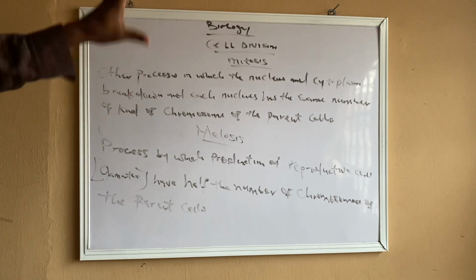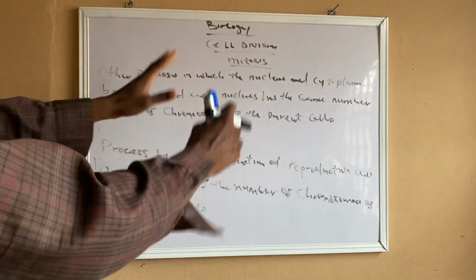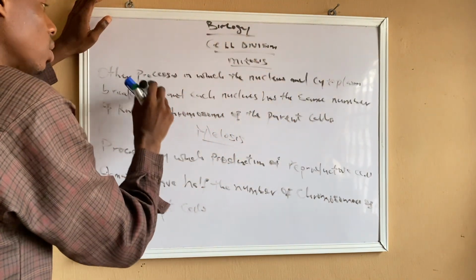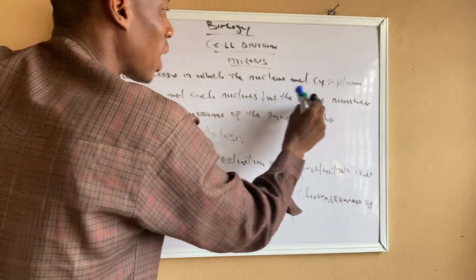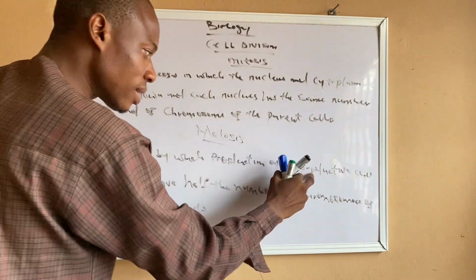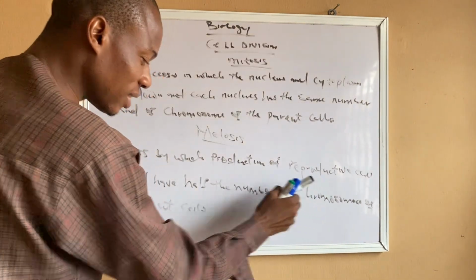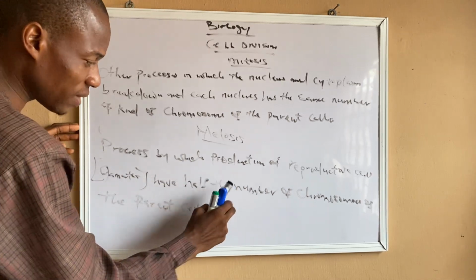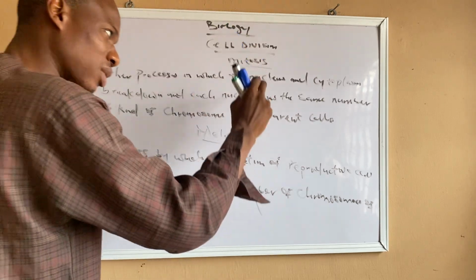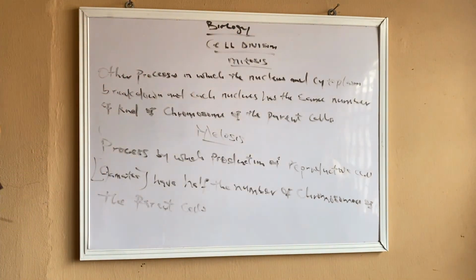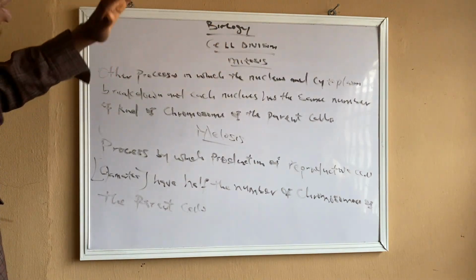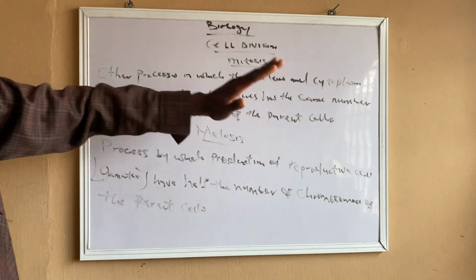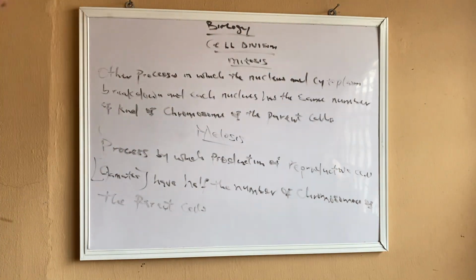Here, in mitosis, we have the exact number of chromosomes of the parent. Whatever the parent has, the new daughters have the same chromosomes. But in meiosis, the new daughter cells don't have the actual number. If it is 46, they have 23. But here, if they have 46, they have the same 46. That's the difference between mitosis and meiosis.